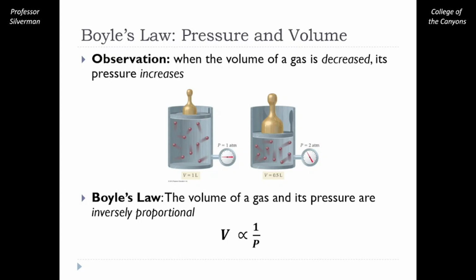We have a picture of what this looks like. We can measure the volume of our gas. Here we have 1 liter of our gas. And we can measure the pressure of our gas. Here we have 1 atm worth of pressure. If you compress this gas, change its volume, we are going to have to change the pressure of our gas as well.